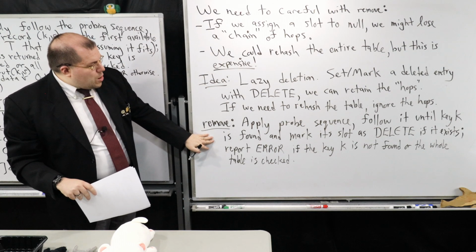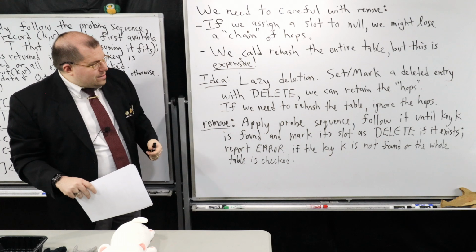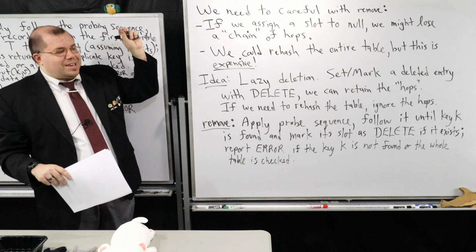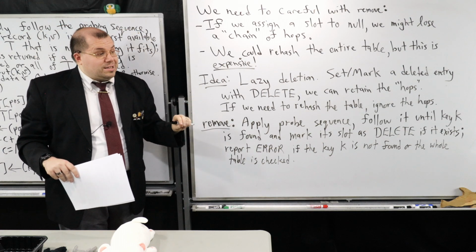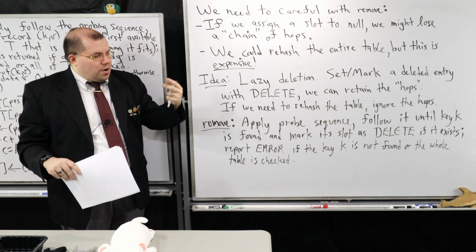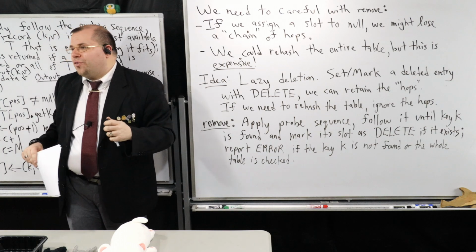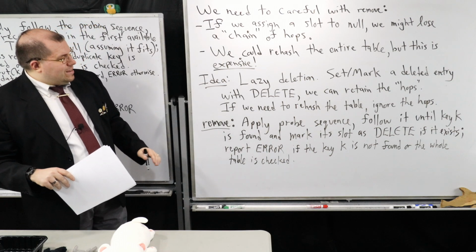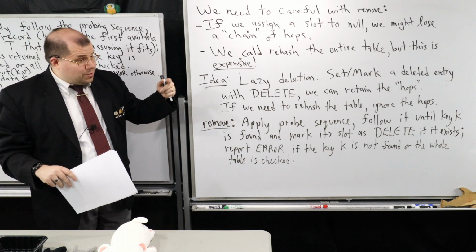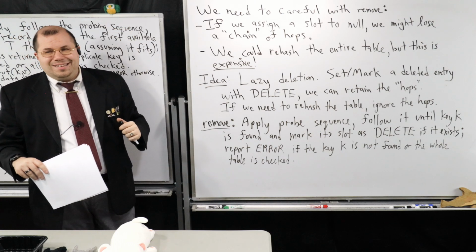When we do the remove operation, you just apply the probe sequence just like when we did get and put. You follow it until you find the key. Then, instead of setting it to null, you mark it for deletion. You set a delete tag, something different from a key or null, that you simply look for, and you place it there if the key exists. If you're able to get rid of the record with key K, you return the data you want and mark this as delete.